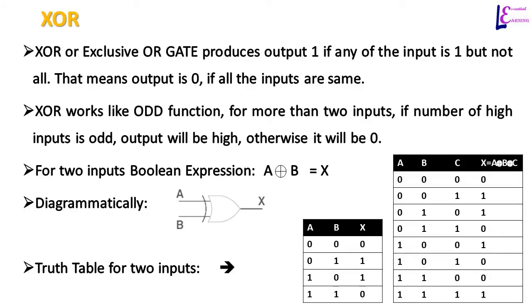Exclusive OR works like odd function for more than two inputs. If number of high inputs is odd, output will be high, otherwise it will be 0. For example, exclusive OR gate with 3 inputs will produce output high if all the 3 inputs are high. Exclusive OR operation is shown with plus inside a circle in Boolean expression. Logic diagram for exclusive OR is same as logic diagram for OR, but inputs are joined by a line. Truth table for exclusive OR gate of 2 inputs and with 3 inputs is shown here.